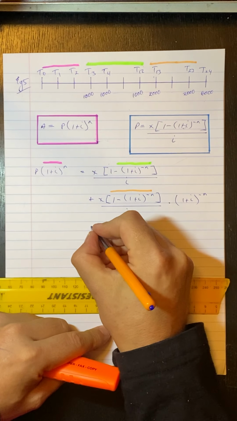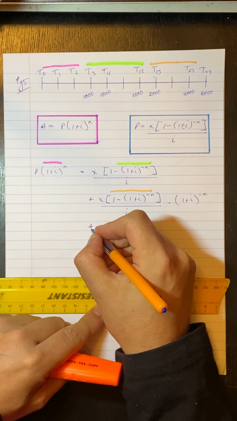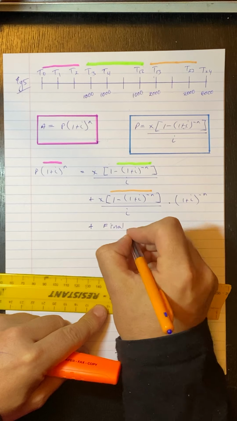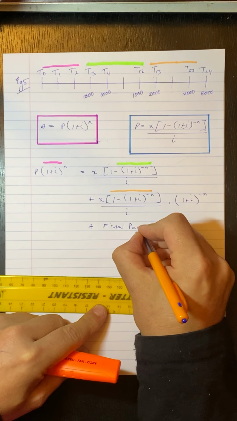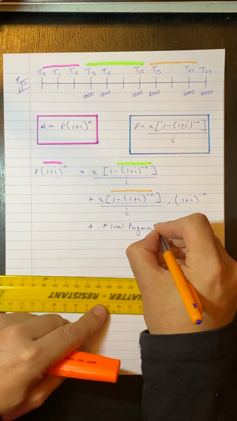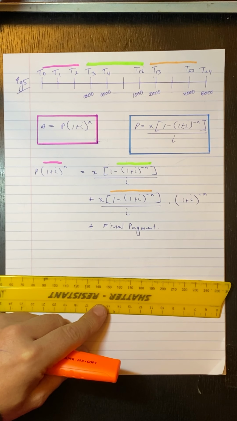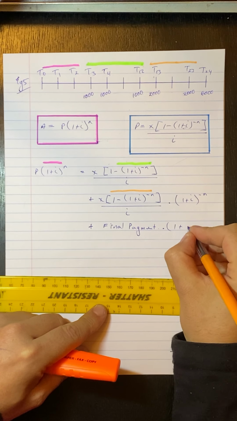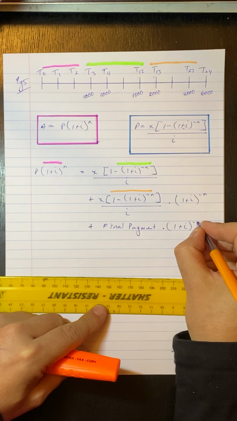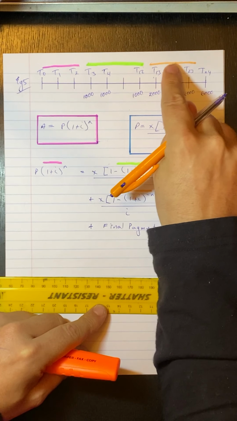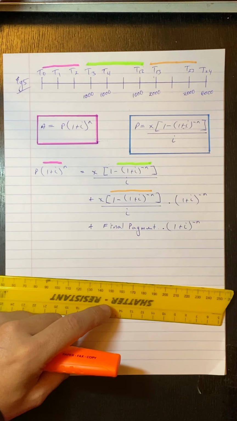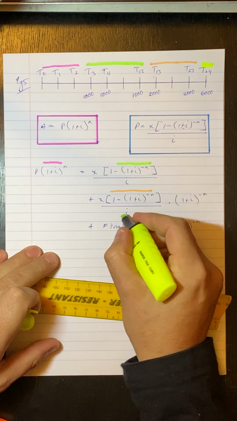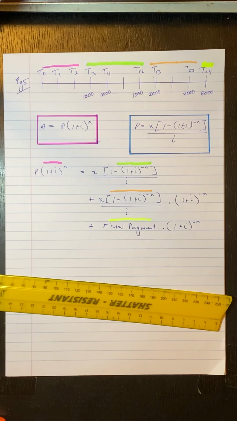Then we've got plus, and now we've got our final payment. So I'm just going to say final payment. And with that final payment, I'm going to get rid of the interest that would have been earned in the orange and the green bit. Okay, let me mark this with yellow. So that's that bit over there, and that's our final payment there.